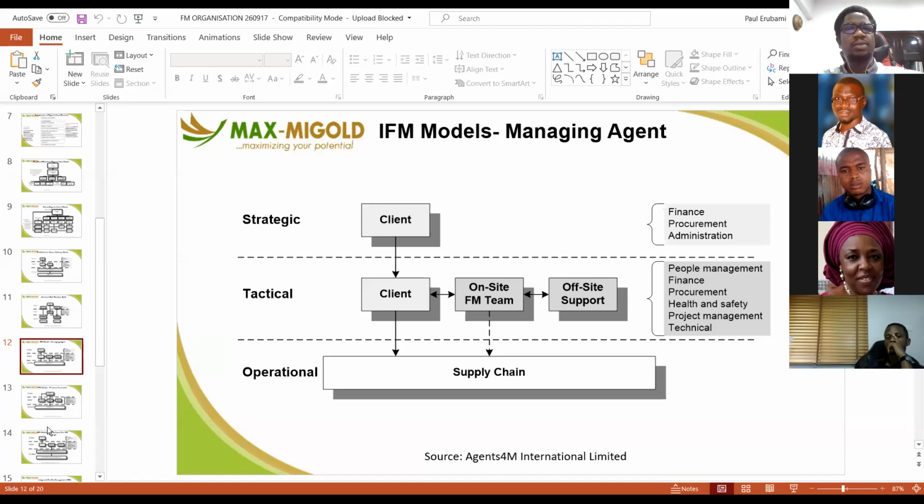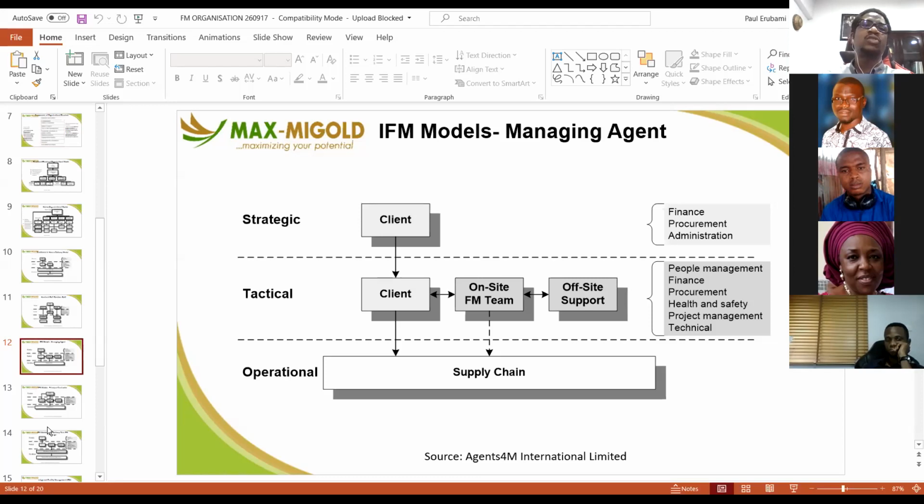So the first IFM model that we're going to look at is called the managing agent. In the managing agent model, you as the in-house FM have outsourced your services. So there's a supply chain that is doing all of the services. But now you want to also outsource supervision or management. So you get an IFM company in and say, we are going to give you a contract as managing agent.